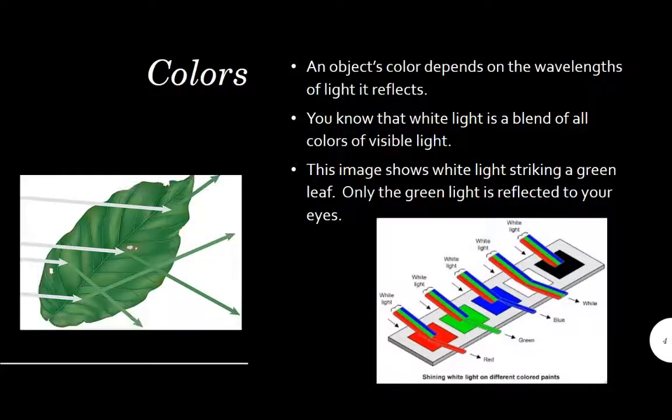Okay, so color. An object's color depends on the wavelengths of light that it reflects. You know that white light is a blend of all the colors of the visible light spectrum. And this image below shows white light striking a green leaf. Only the green light is reflected to your eyes, so that's what you see.